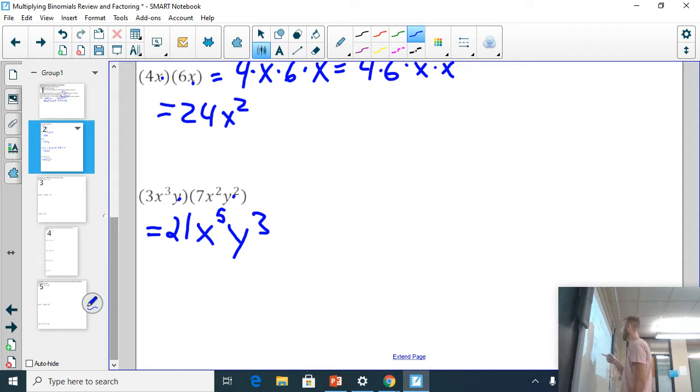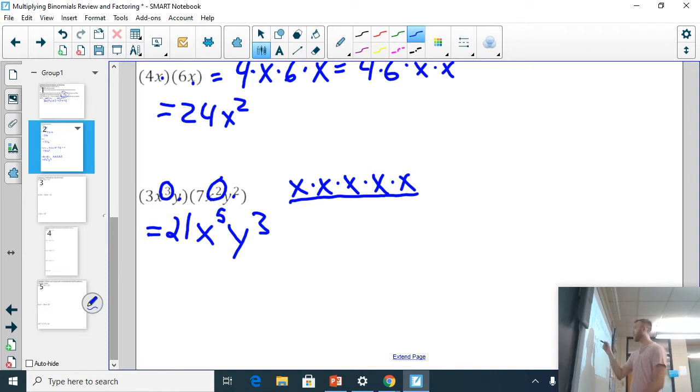Because if we were to write out how many x's there were, it would be x times x times x, that's x cubed. And then that 7x squared has x squared, which is x times x. And then there's 5 of them, right? So it's a good note that we're adding these exponents. We're not multiplying them. We're multiplying the bases, but we're adding those exponents. And that would be our final answer for that. So again, I just do numbers first and then the variables after.